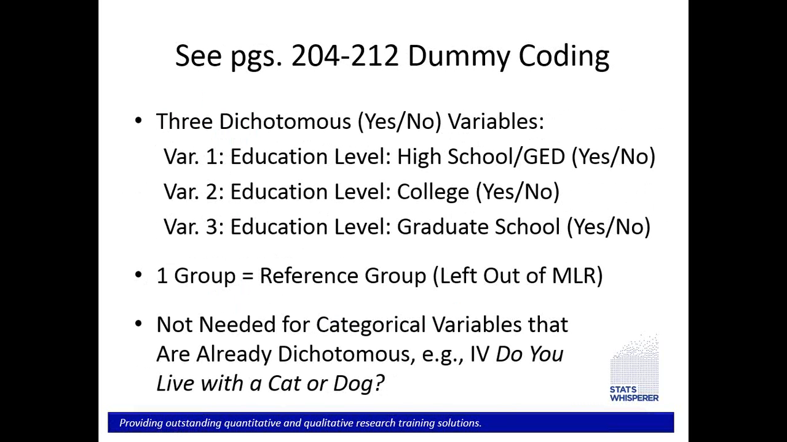Okay, so we'll go through that in the model. It'll be really clear once we do it. Remember, when we do things, they become clear. When we talk about them, they're pretty clear, but they're extremely clear when we do them. Also remember, if we have a categorical variable that's already dichotomous, such as do you live with a cat or a dog, and the response is two categories of cat or dog, we don't need to dummy code anything because it's already dichotomous.